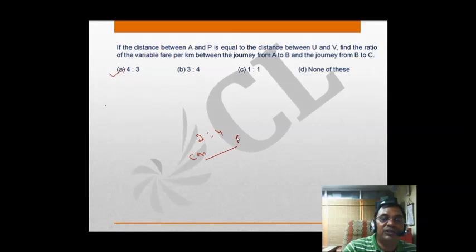If the cost is the same and the distances are in the ratio of 3:4, then for the journey from A to B to C, the prices will be in the ratio of 4:3. Because the distances are in the ratio of 3:4 and the cost is the same, the price should be in the ratio of 4:3, so this will become equal. So the answer is 4:3.